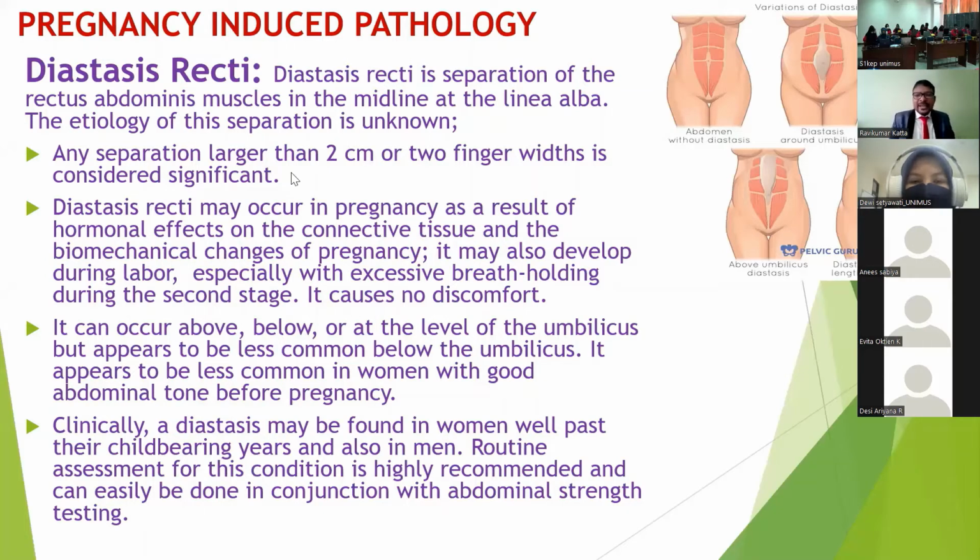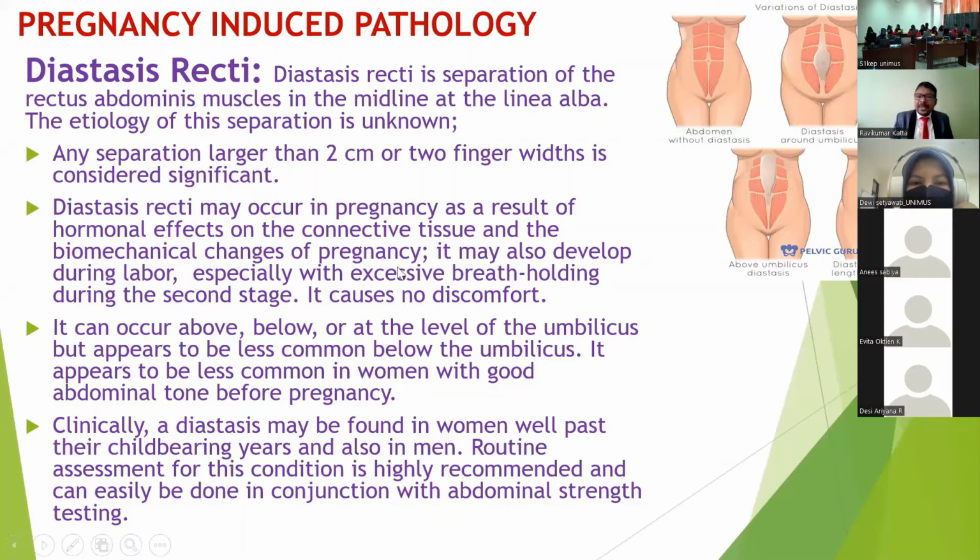How can we identify the significance of diastasis recti? Ask them to lie in the supine position. Ask them to lift the head forward, with head and shoulder elevation. If they keep two fingers below the umbilicus and above the umbilicus and feel any separation of the muscles, it is a significant separation of diastasis recti.